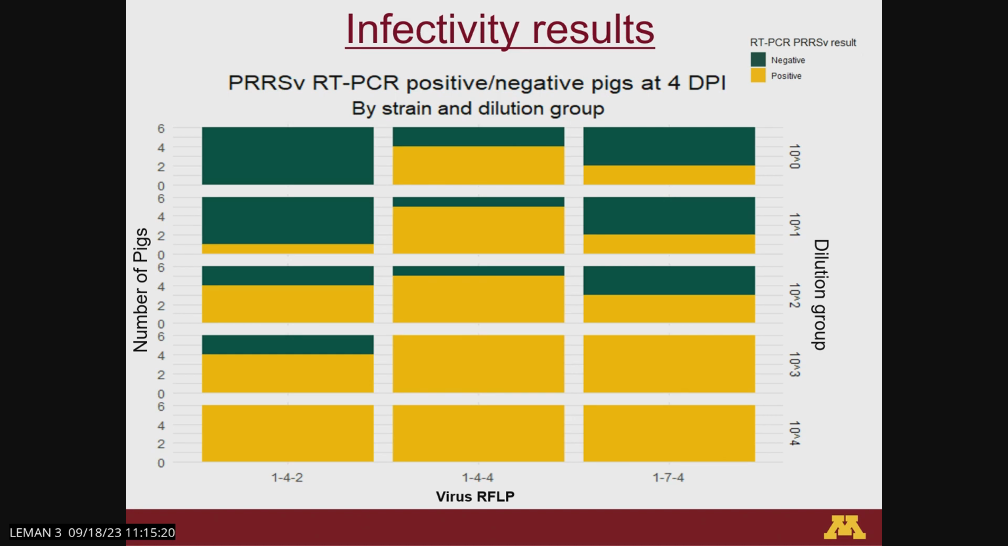we can see that for the reference 142, 10 to the 0 didn't have anything, and at 10 to the 1, just 1 pig, then over 50% were positive. For 174, most of these were positive in the highest dilutions, or all of them, and less than 50% in this one were positive at day 4.